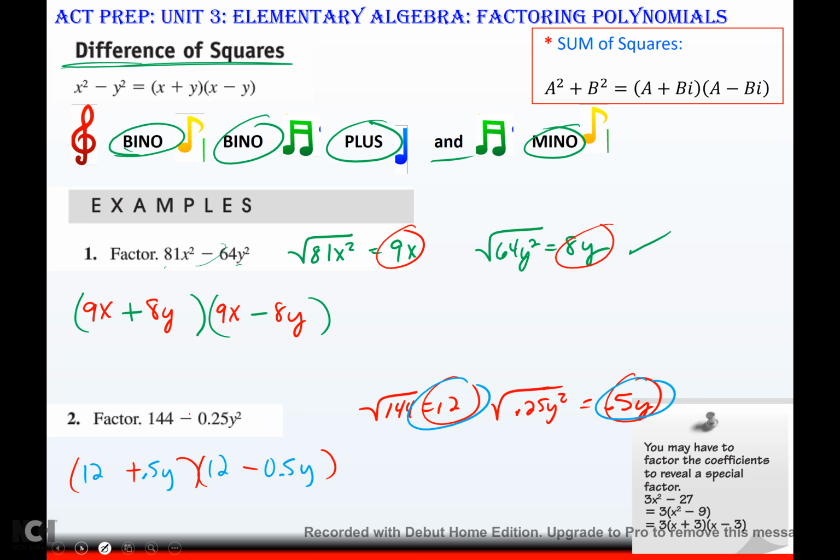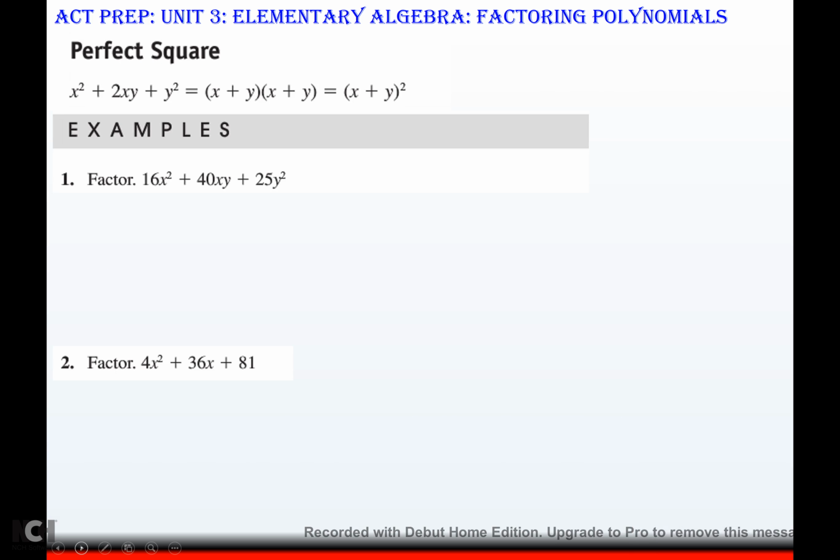Okay? Perfect squares are kind of a pain to check. To recognize them, you've got to picture, first of all, checking the ends. They've got to be perfect squares. If they're not perfect squares, then don't bother, because the trinomial isn't perfect. But if the ends are perfect, then you've got to check one more thing.